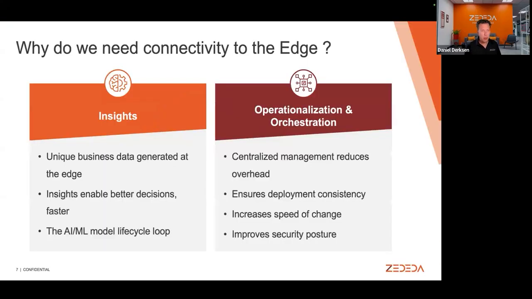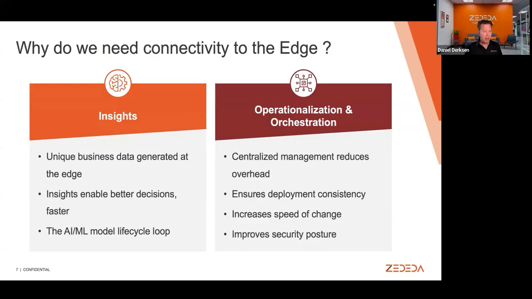So first of all, why do we need connectivity to the edge? Well, in my mind, there's kind of two problems we need to solve. We're deploying applications out in the edge because they're generating business data for us. And that business data, one way or another, needs to be translated into insights that ultimately allow us to do our business better, right? Whatever that means. So it's ultimately about getting those insights to some central location where you can actually do something with that information.